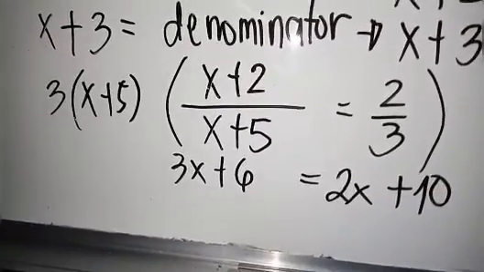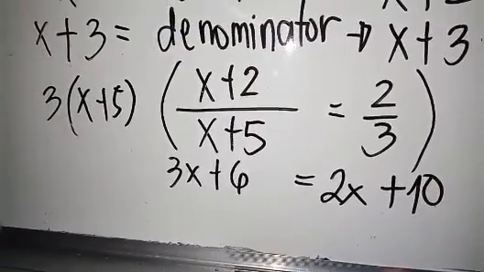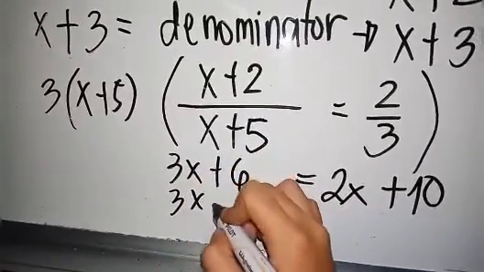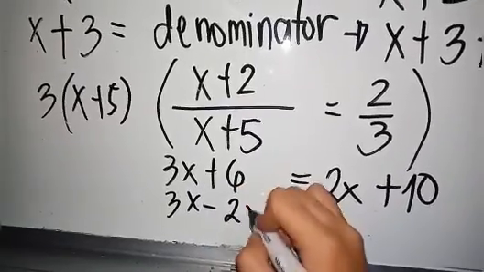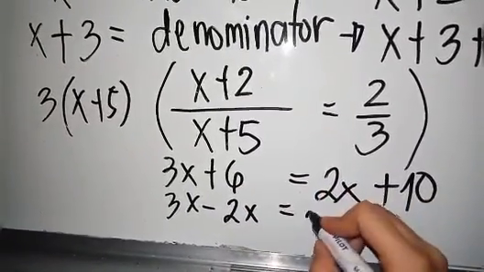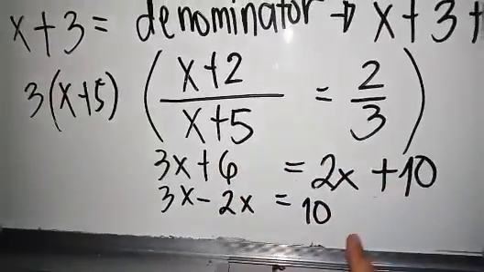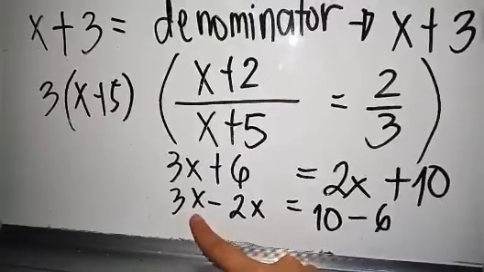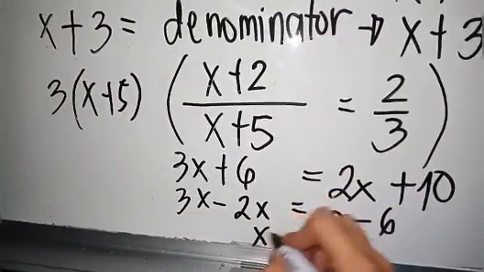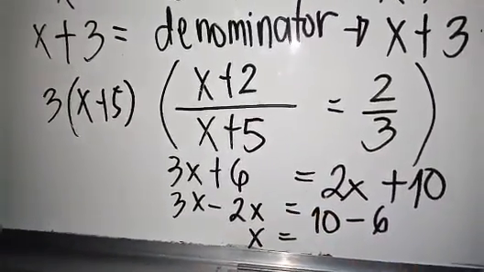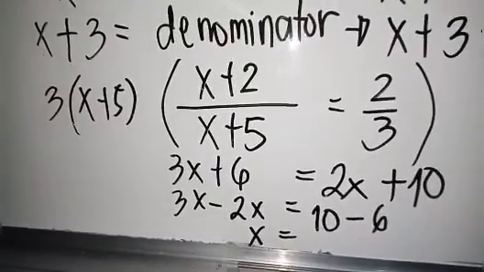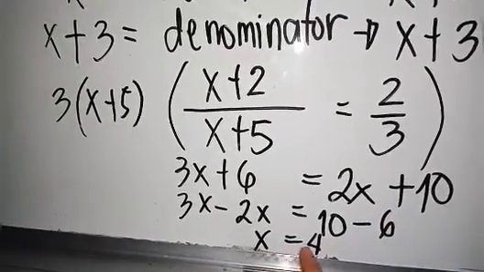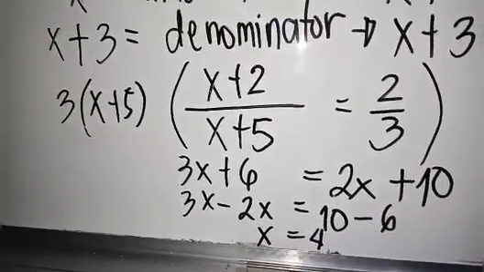Then, after that, combine like terms na lang tayo. So, itong 2x, ilagay natin doon. So, we have 3x positive magiging negative is equal to, copy lang natin yung 10, then i-transpose yung positive 6 doon, magiging negative 6. So, 3x minus 2x will give us simply x is equal to 10 minus 6 will give us 4. So, yung ating x ngayon ay equal to 4.